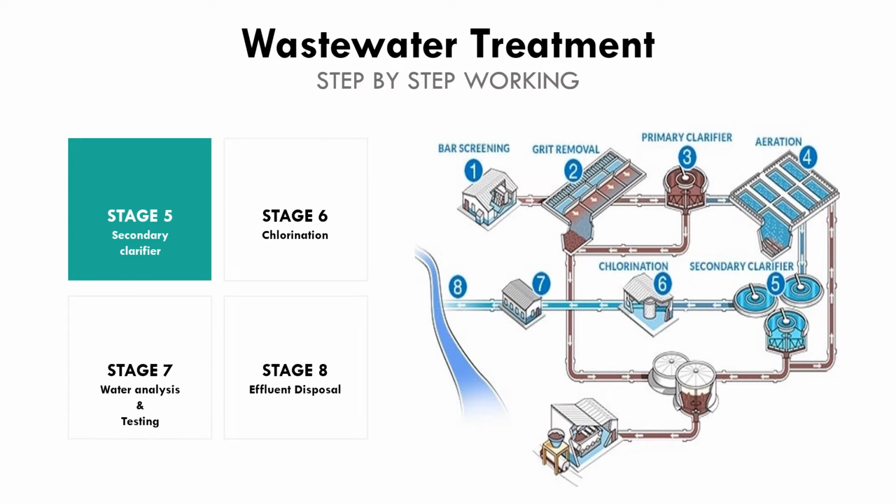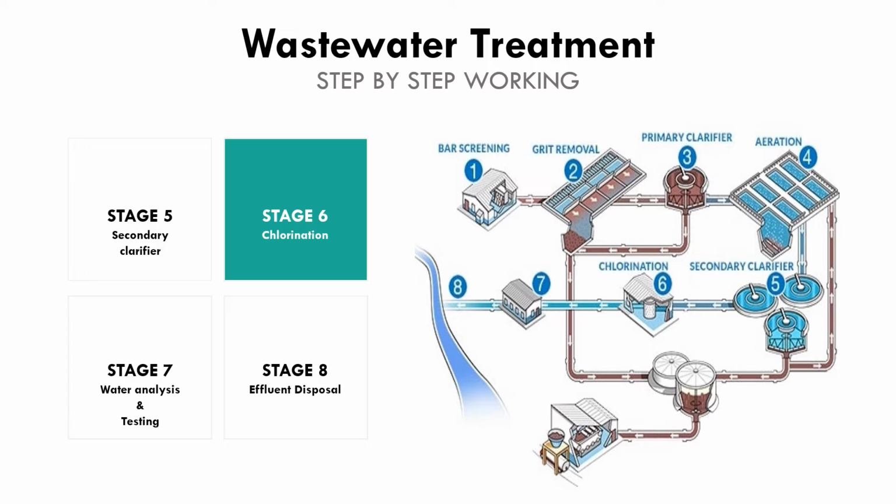Step 5. Secondary clarifier. In this step, wastewater is pumped into a secondary clarifier to allow any remaining organic sediment to settle out of the treated water flow. Step 6. Chlorination, which is also known as disinfection. In this step, chlorine is added to kill any remaining bacteria in the contact chamber.